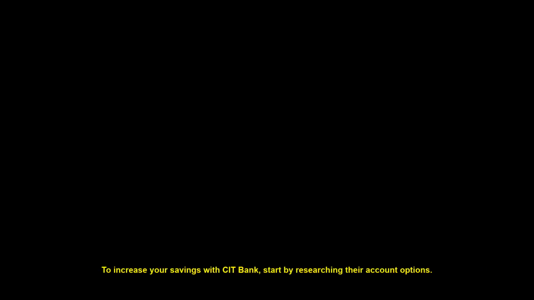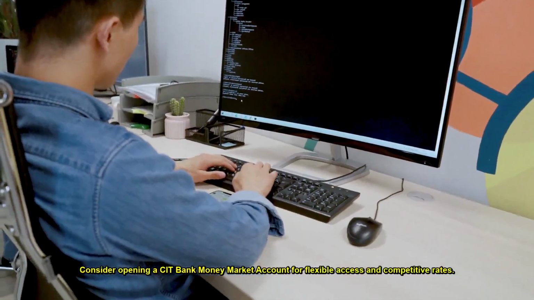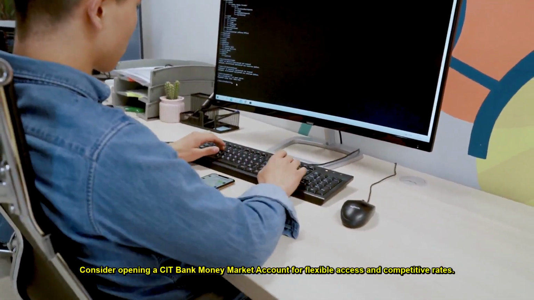To increase your savings with CIT Bank, start by researching their account options. Visit the CIT Bank website to explore their savings account offerings. Look for high-yield savings accounts to maximize your interest earnings. Examine the interest rates and account features available. Consider opening a CIT Bank money market account for flexible access and competitive rates.